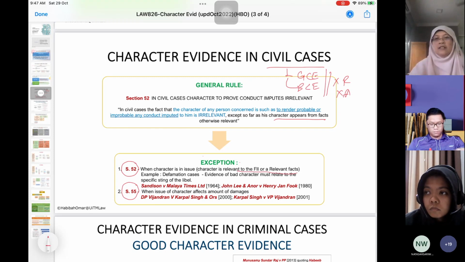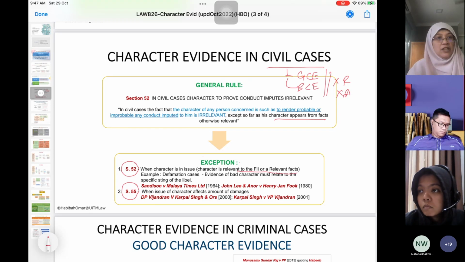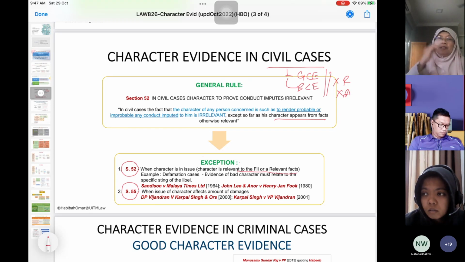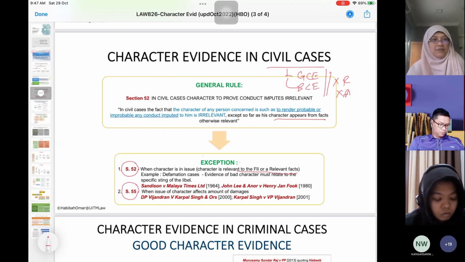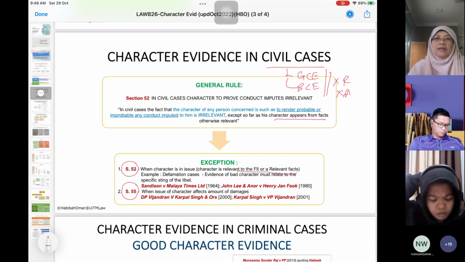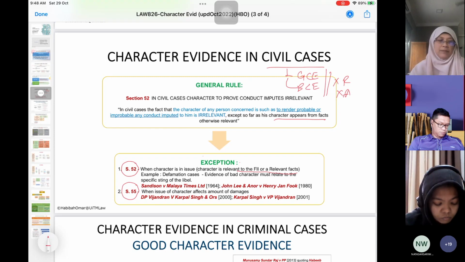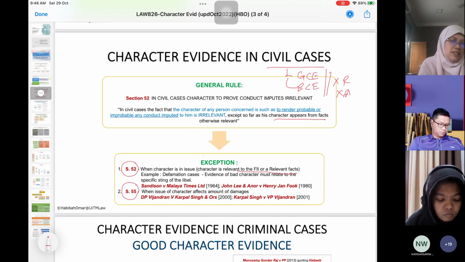Kecuali ada exception under Section 52, apabila character is actually related to the facts in issue or relevant fact. Okay, this is for example dalam case saman malu, defamation case. Kalau you nak sue a person for defamation, you have defendant, you have plaintiff. Plaintiff ada orang yang sue, defendant orang yang kena sue. Plaintiff sue defendant sebab defendant maybe keluarkan pernyataan dekat dalam surat khabar bahawa plaintiff ni seorang yang tidak bermoral.